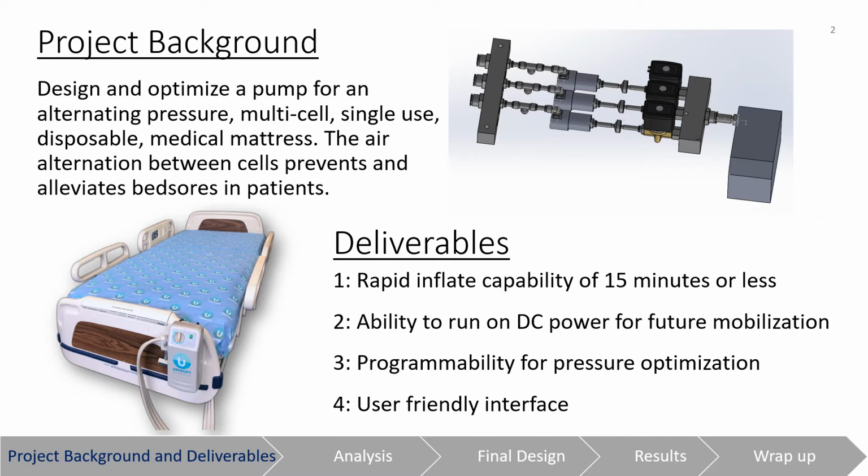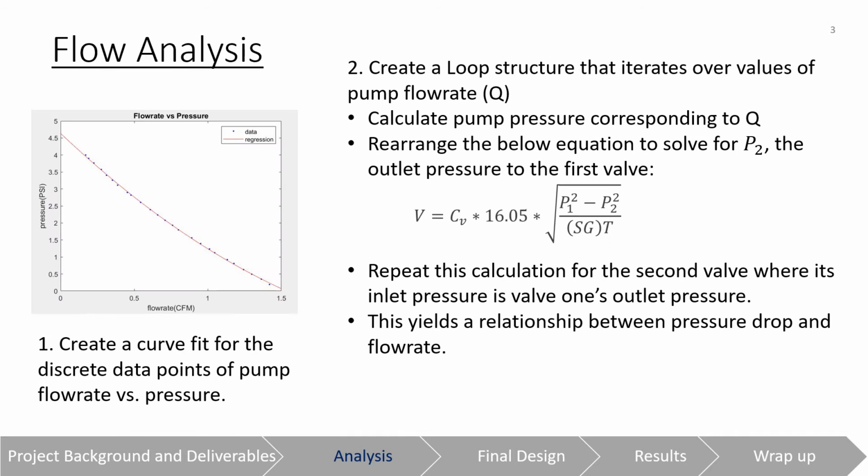Isaac will now discuss the analysis. It was important for us to conduct a flow analysis of the system to get an idea of how the system will react to different parameters. On the left, you can see a graph of pump flow rate versus its outlet pressure, which we needed to access for subsequent calculations. A loop was created to iterate over these values of the pump flow rate.